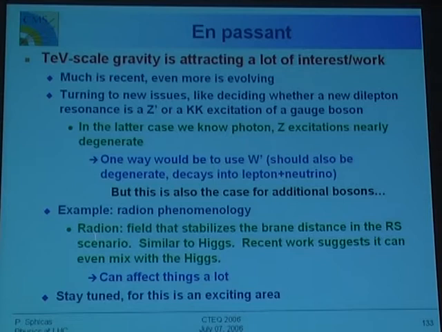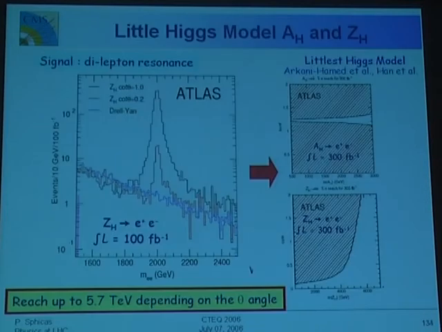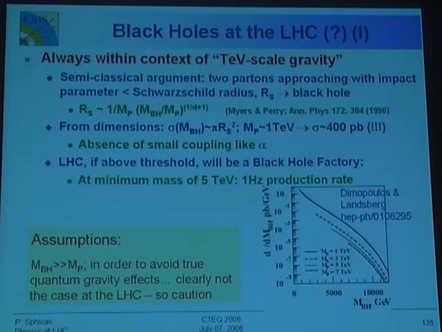Another example here is so-called radion phenomenology. The radion is a field that runs in between those 2 branes. And this is a field that stabilizes the brane distance. That particle could decay into 2 Higgses. The papers are infinite on this one. In fact, the creativity is really impressive.